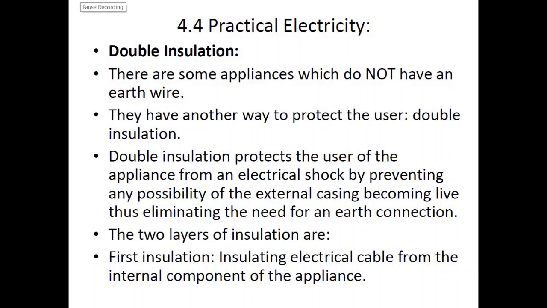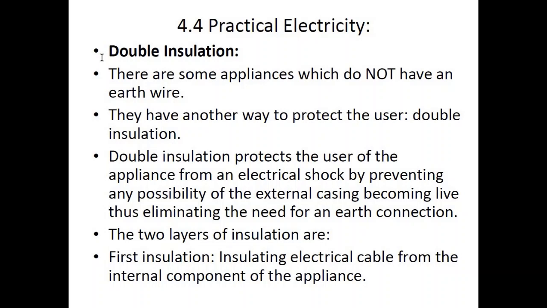Now another way of preventing electrocution or dangers of electricity is to use double insulation. Well, technically this is the third and the last method. There are some appliances which do not have an earthing wire. Instead, they use double insulation. Double insulation protects the user from an electric shock by preventing any possibility of the external casing becoming live.